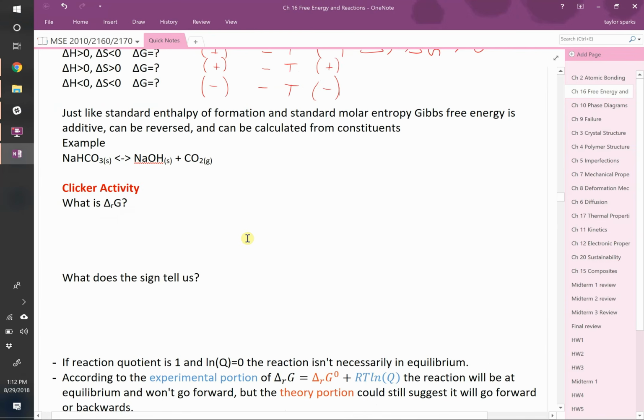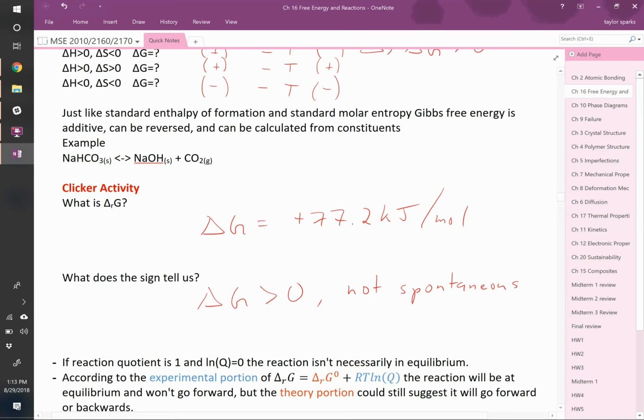So again, I ended up with delta G equals positive 77.2 kilojoules per mole. And because it's positive, delta G greater than 0, we say that's not spontaneous. Now that doesn't mean it can't happen. We can drive chemical reactions to happen, right? We can apply work on the system, but it's not going to spontaneously happen on its own, okay?